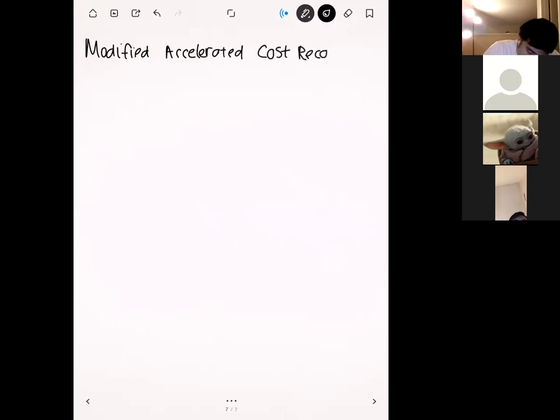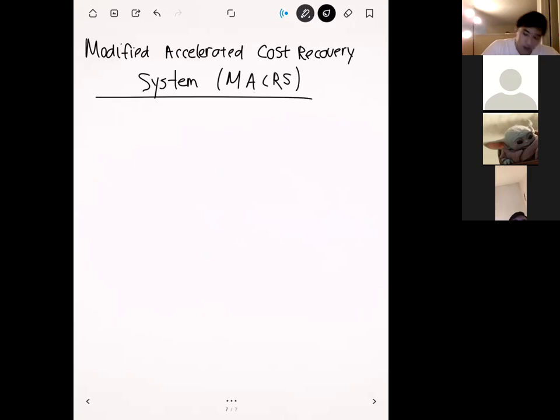The last method that we'll go over in this class is called MACRS. That's actually an acronym, and it stands for Modified Accelerated Cost Recovery System. Because that name is really hard to say, people usually refer to it by its acronym. You can call it MACRS, or however you like, whatever floats your boat. I think everyone knows what it means.